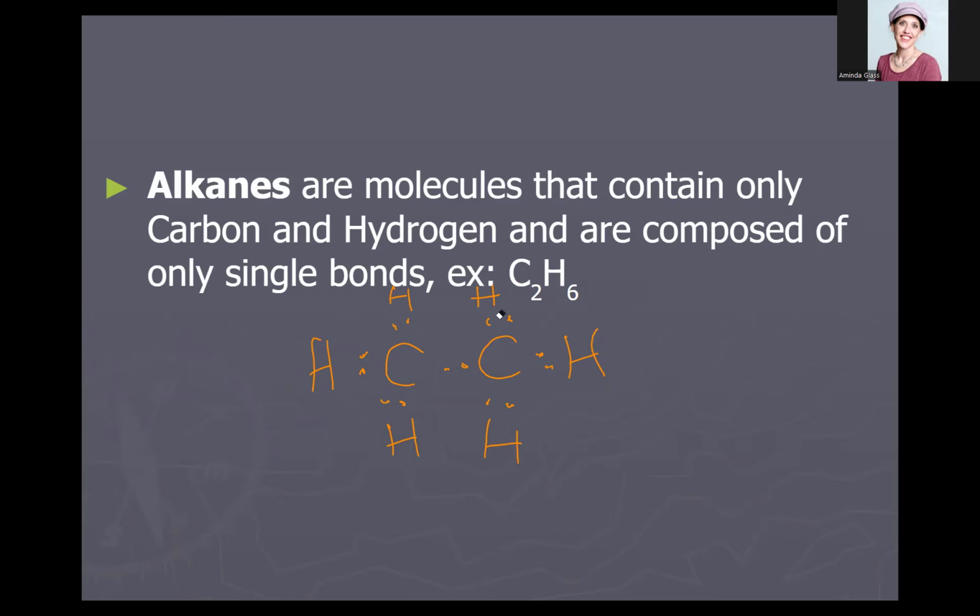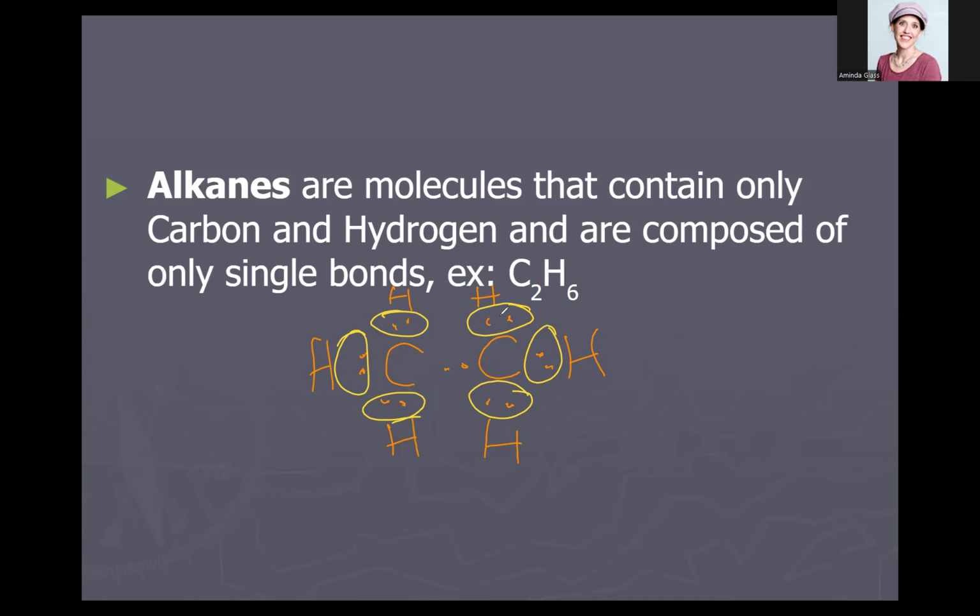Now remember, hydrogen and helium only need to have 2 because they only have the S sublevel, and the S sublevel can only hold 2 electrons. So this hydrogen has 2, this hydrogen has 2, this hydrogen has 2, this one has 2, this one has 2, and this one has 2. So those hydrogens all are good. They all have their octet rule satisfied.